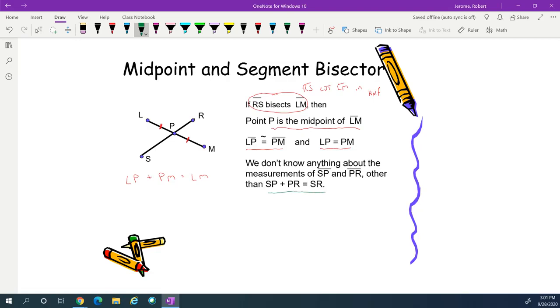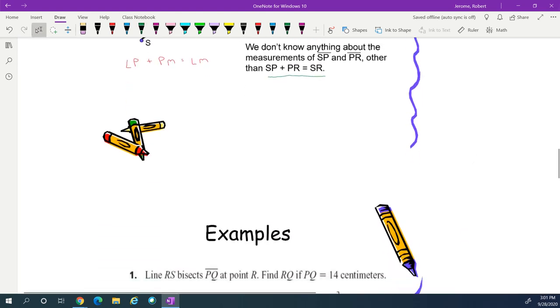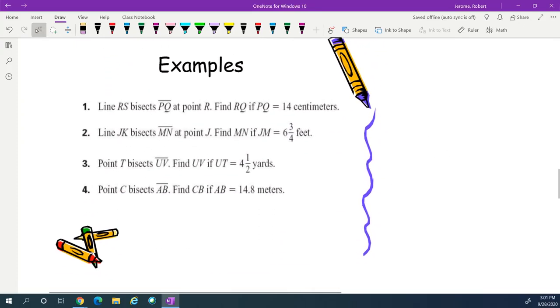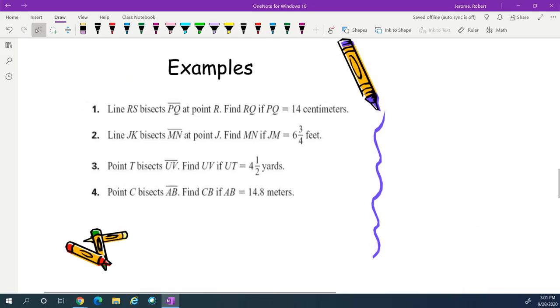So it is really important when you look at a picture, when you read the directions and the given information carefully, that you know which piece was bisected, which piece do we not know anything about, so that you can choose the correct approach. Remember, geometry is just rules. You have to know how and when to use each rule. Let's look at a few things, and we'll draw a picture. We're not going to do them all, but we'll draw a picture. So let's look at number one.